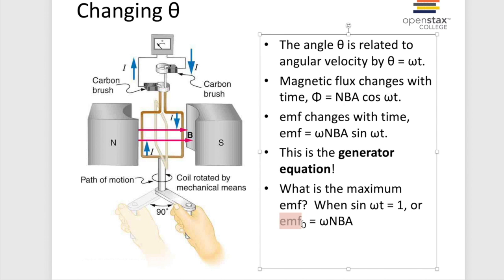So EMF naught is the maximum EMF. It equals omega NBA. Omega being the rate of rotation, N being the number of coils, B being the magnetic field, and A being the area of the coils. So we will do at least one homework problem where you use this, where it's asking you to calculate the maximum output voltage for a generator. This is the equation you're going to use.